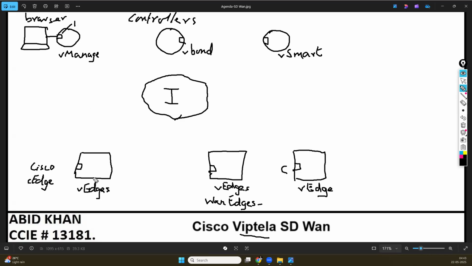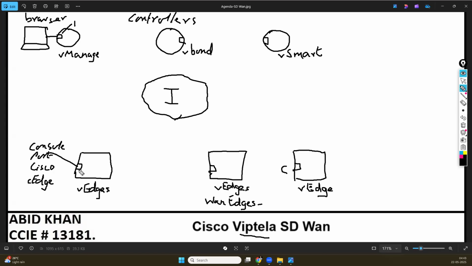And Ethernet interface, what's the difference? On a router, we have a console interface. The router console interface, we call it as what? We call it as console port. We don't call it an interface. What's the difference between a port and an interface?